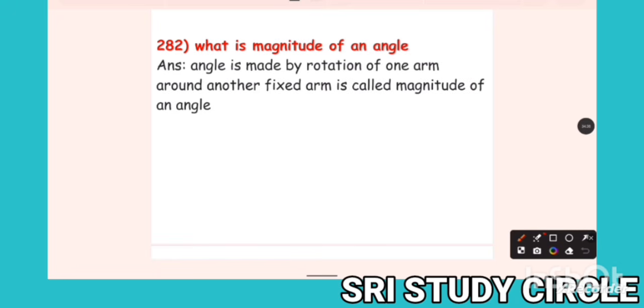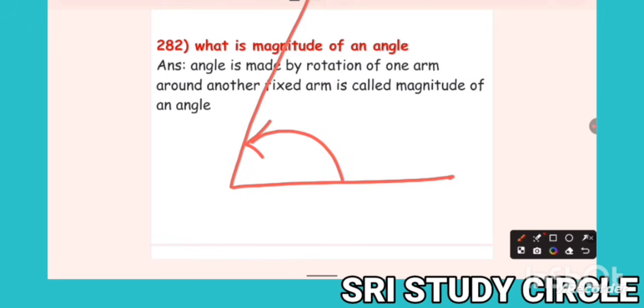What is magnitude of an angle? The angle is made by rotation of one arm around another arm, which is fixed. Here this rotation is known as the magnitude of an angle, the angle between these two arms.